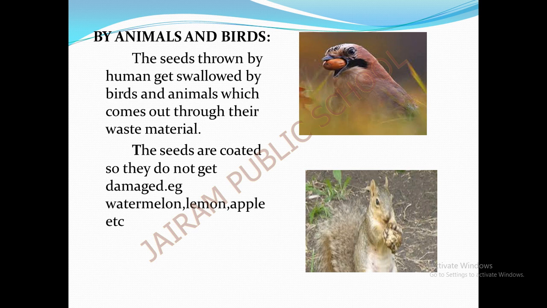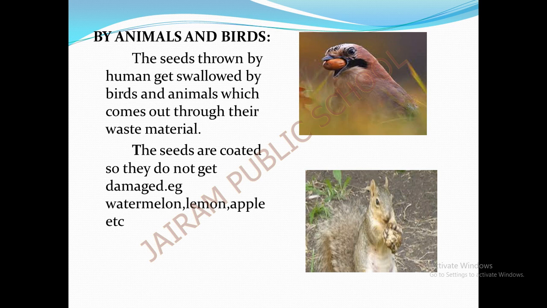The seeds are heavily coated, so they won't get damaged. For example, watermelon. We won't eat the seeds of the watermelon. We will just eat the flesh of the watermelon. So birds or small animals like squirrels will take the seeds and swallow them. So the seeds get dispersed through the waste material.